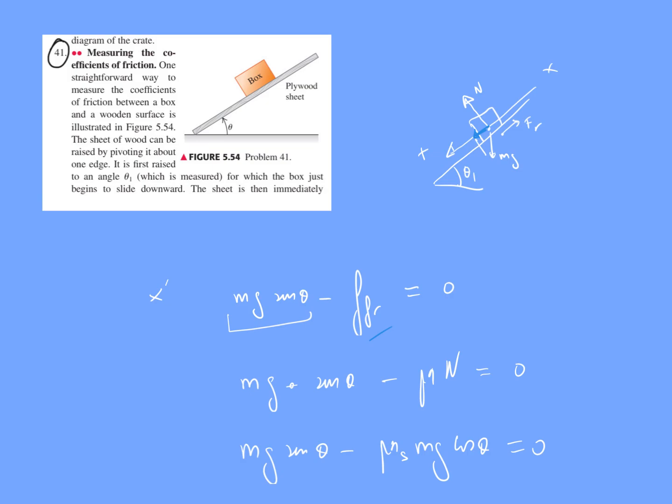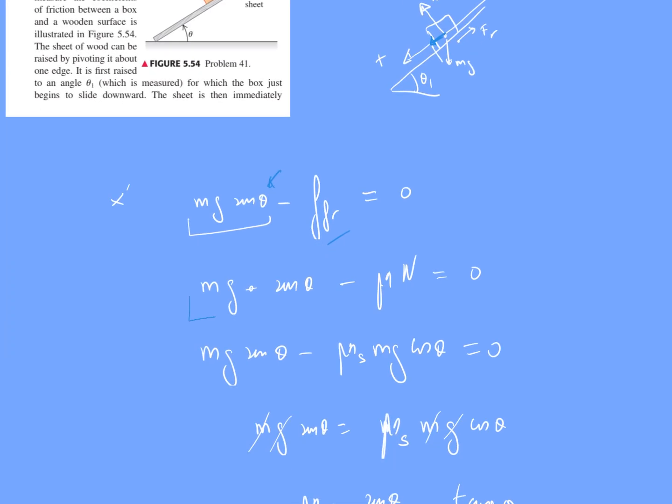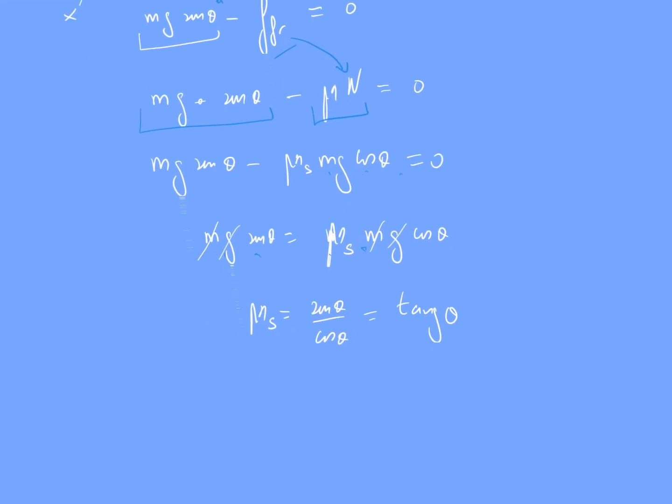I'm trying to catch the angle theta when it will start to accelerate. So this equation will say that mg sine of theta minus mu times the normal, because the friction force is mu times the normal, is 0. The normal, you know, is mg cosine of theta. So the equation will say mg sine of theta minus mu times mg cosine of theta equals 0. So if I solve this equation, mg sine of theta will be mu sub s mg cosine of theta. So mu sub s will be the tangent of theta.